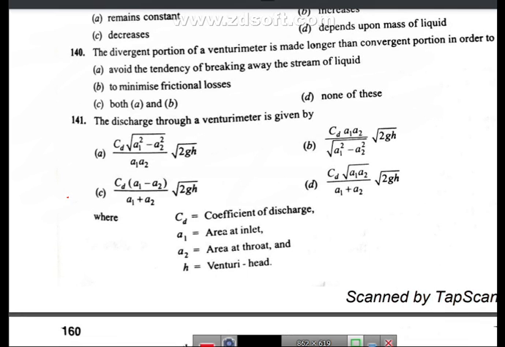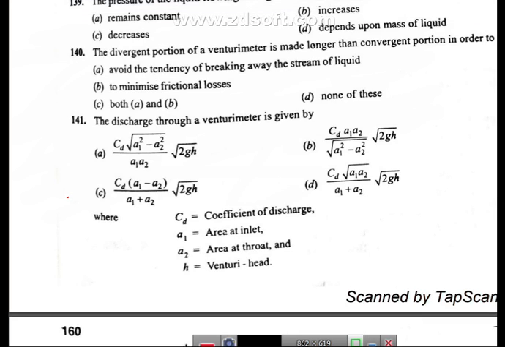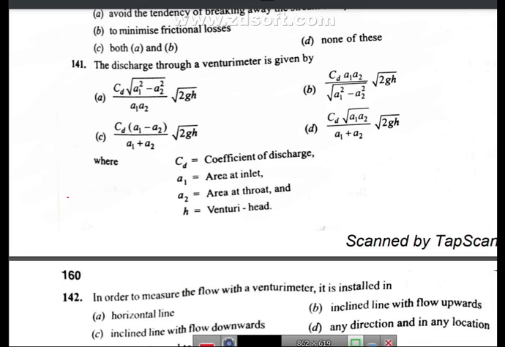The divergent portion of a venturimeter is made longer than convergent portion in order to avoid the tendency of breaking away the stream of liquid and to minimize the friction losses. दोनों होंगे. Question 141 कह रहा है कि the discharge through a venturimeter is given by.